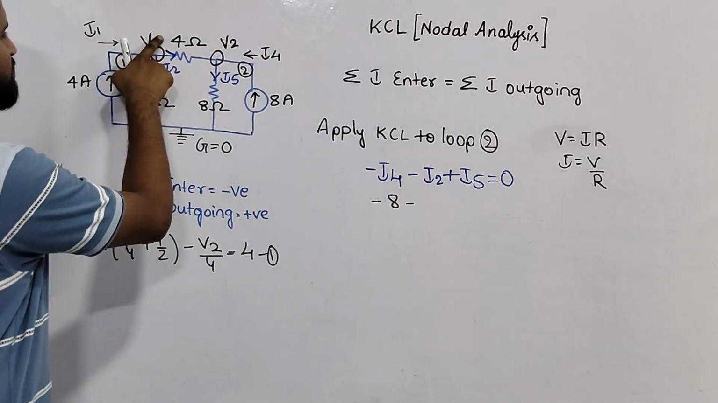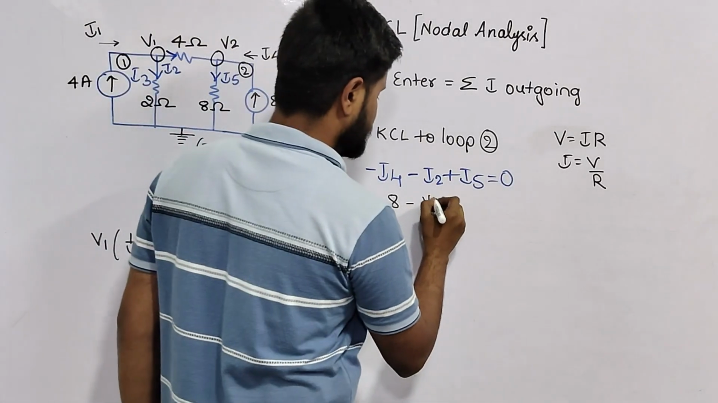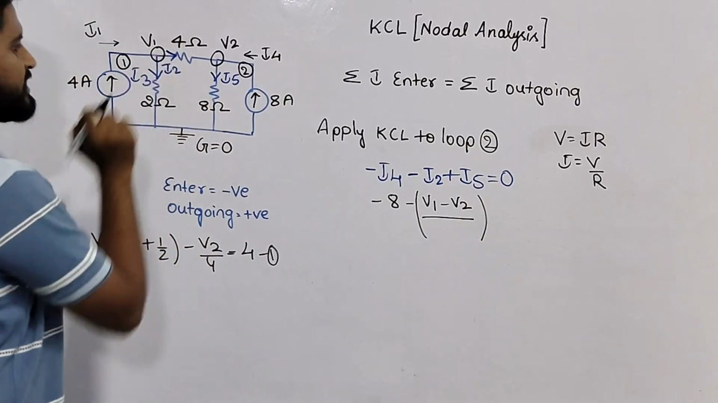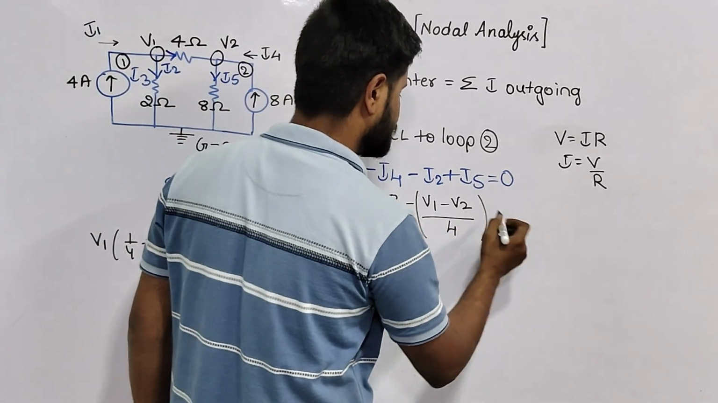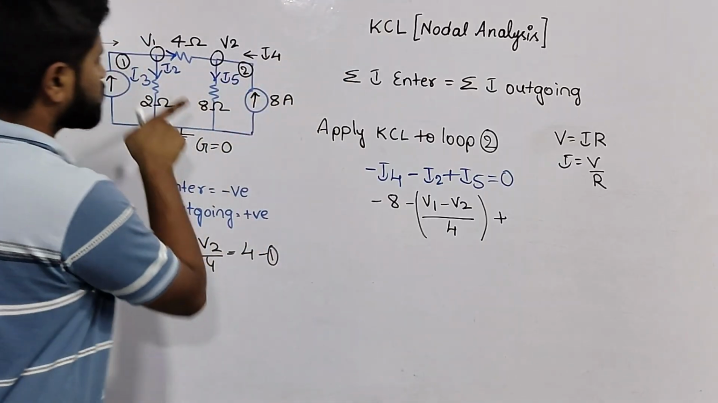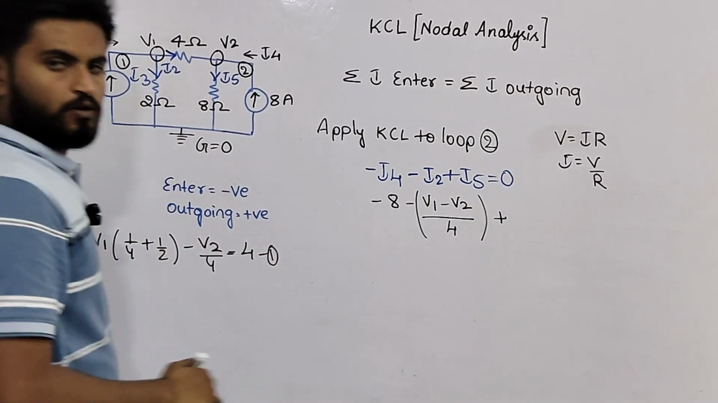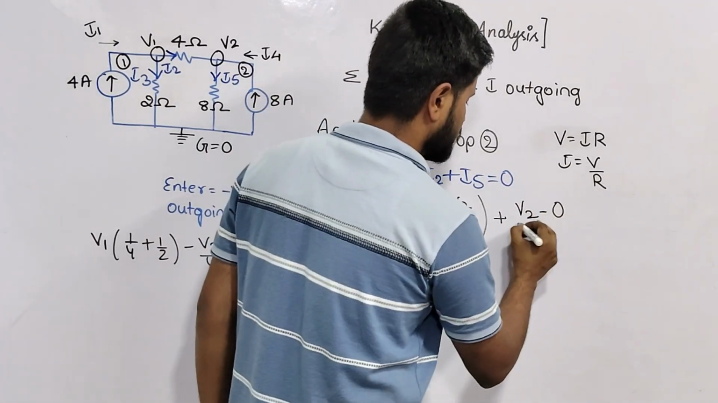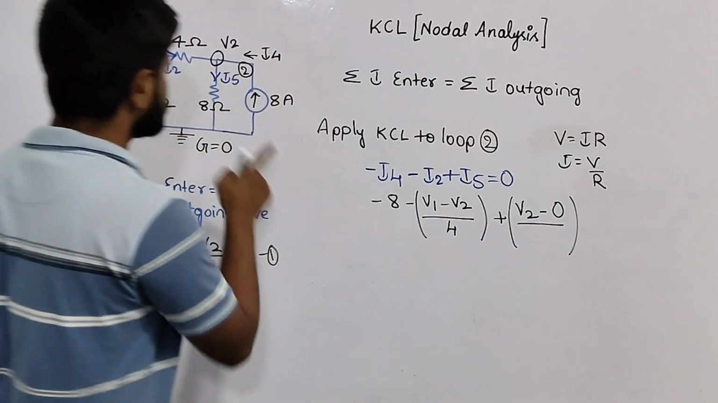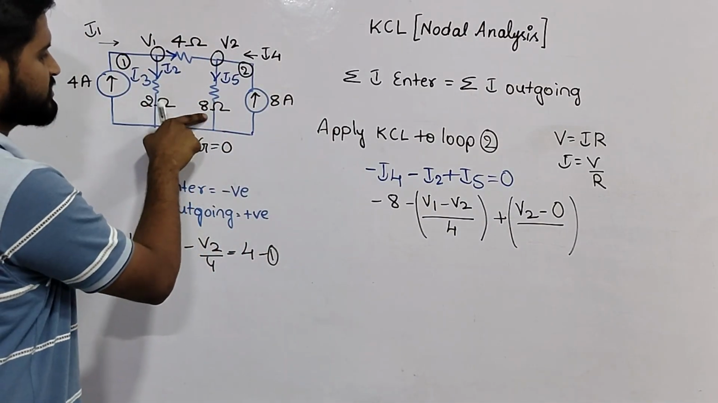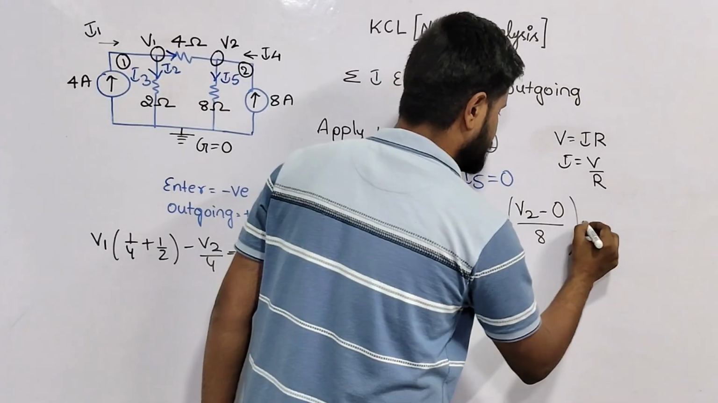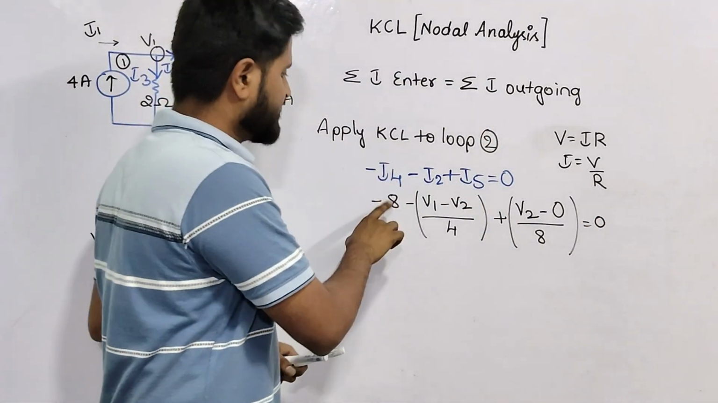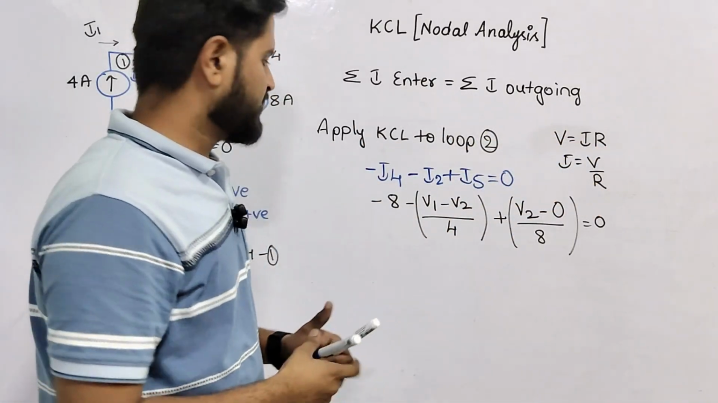So I2 is flowing from V1 towards V2. V1 minus V2 divided by, what is the resistance in between? That is 4 ohm resistance. So divide it by 4, plus I5. I5 is flowing from V2 towards the ground. So V2 minus ground voltage, which is 0, divided by the resistance between V2 and ground, that is 8 ohm resistance, will be equal to 0. Now let's simplify and send this minus 8 to the right hand side so that it will be equal to plus 8.